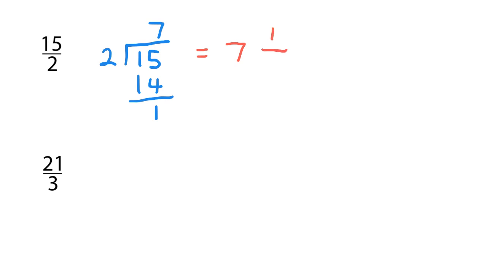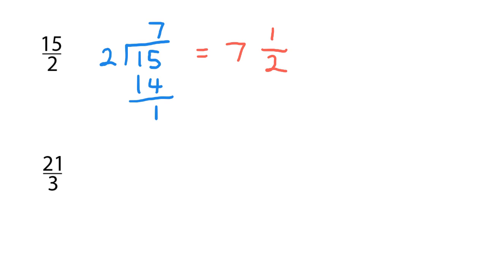So let's do the first one, 15 over 2. I'm going to use long division. I'm going to go 2 into 15. 2 can go into 15 7 times evenly. 2 times 7 is 14. 15 subtract 14 is 1. So if I'm going to write this as a mixed number, I would say that my whole number is 7. I have a remainder of 1, and the denominator remains the same, and that's 2.